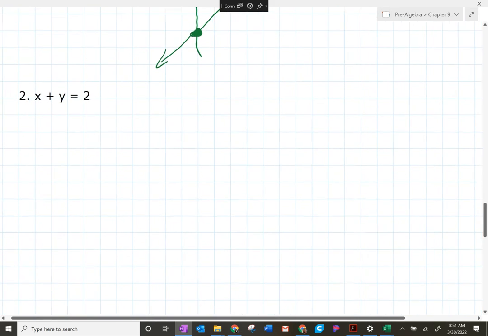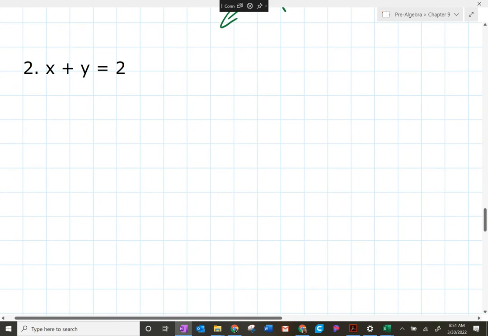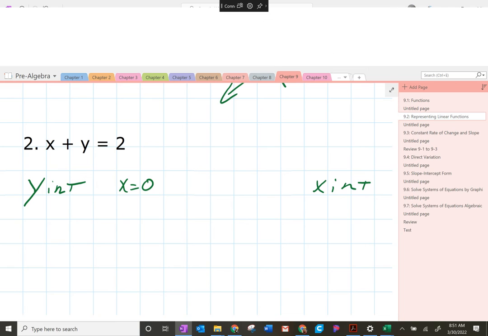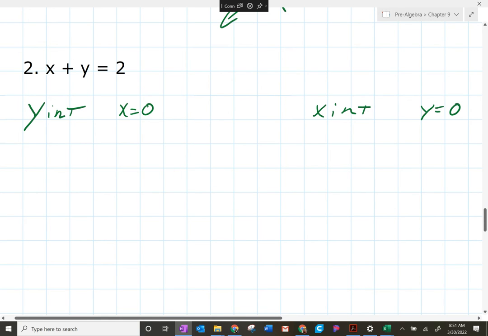Okay, I got x plus y equals 2. Two things I want to find: my y-intercept, and my x-intercept. Remember, when I have my y-intercept, what does x equal? 0. When I find my x-intercept, what does y equal? Okay. Somebody talk me through it. I'll take whomever at this point. I want to solve for y. Austin. It'd be 0 plus y equals 2.